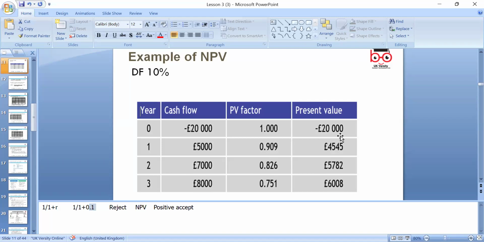8,000. If I add all my positive figures minus my negative, my positive figures are less than my outflow, so I reject this project. I'm not going to invest because it's not making 20,000. The real value is less. So NPV is negative, we reject the project. If NPV is positive, we accept. NPV means net present value. You got me?